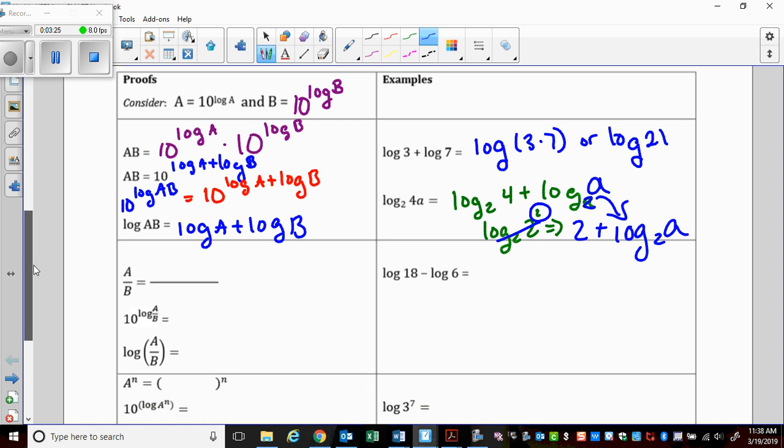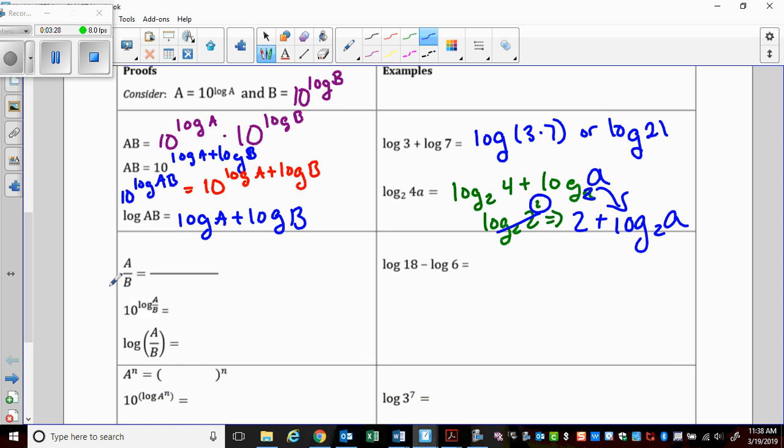Alrighty, let's go over the division one. So A, we know, is 10 to the log of A, and B is 10 to the log of B. 10 to the log of A over B is equal to 10 to the... Remember, when we have exponents and we want to combine them, we subtract them. So this is log of A minus log of B.